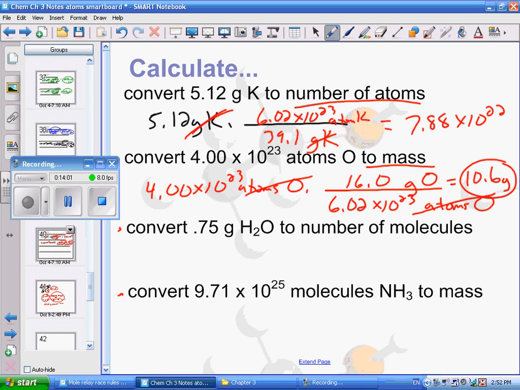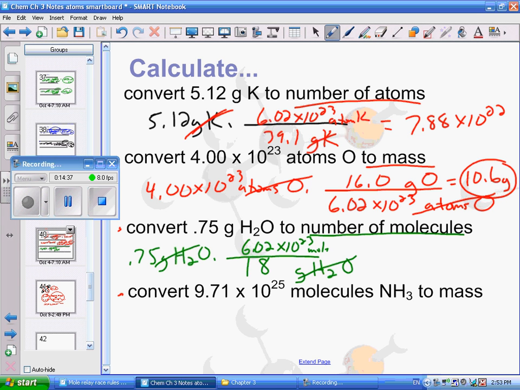All right, let me switch colors here. 0.75 grams of H2O. Now I got grams here, so I better put grams here. How many grams? Well, instead of having just a single atom, I got to add up a molecule. So I have 2 grams per mole contained in the hydrogens. That's 1 plus 1 plus 16 is 18 grams per mole. Now, since they're both equal to moles, I can go right to the number of molecules by putting this on top. 6.02 times 10 to the 23rd molecules, and you can't abbreviate it, of H2O.